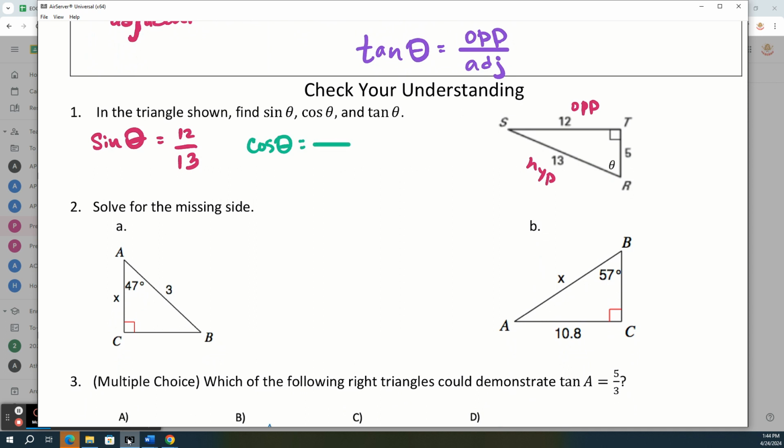All right, and then cosine, we're going to need to do the adjacent side over the hypotenuse. That's a 6, right? I think it's a 5. Yeah, 5, 12, 13 is a right triangle. All right, and then we'll do opposite over adjacent, and that's it. It's pretty easy.